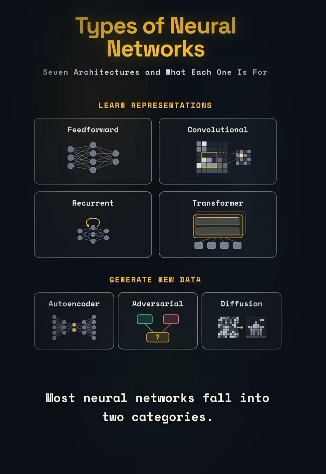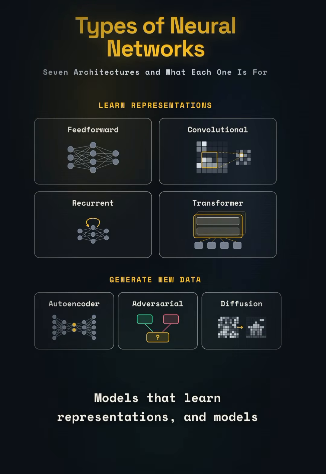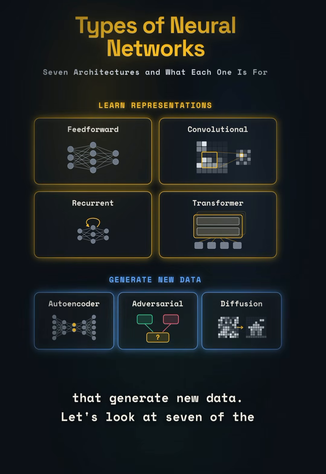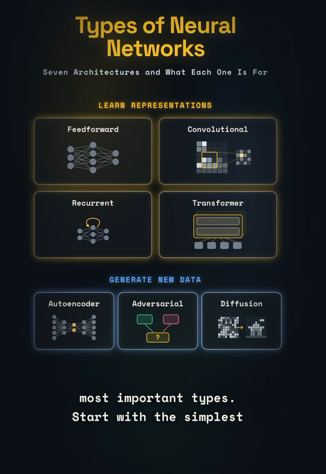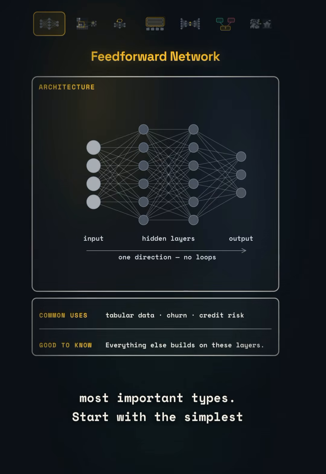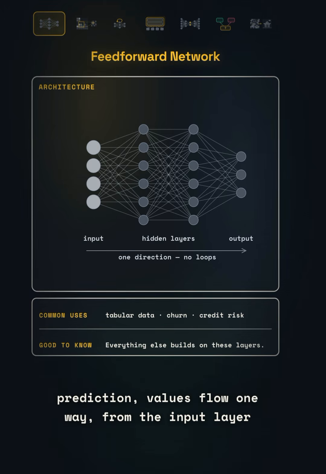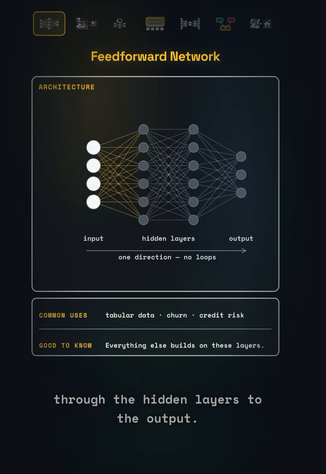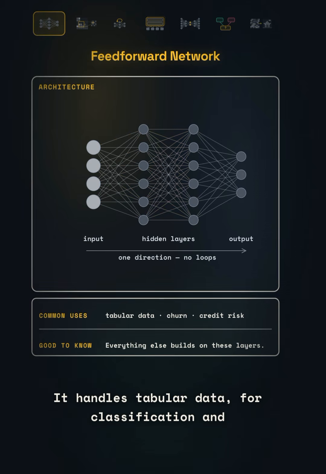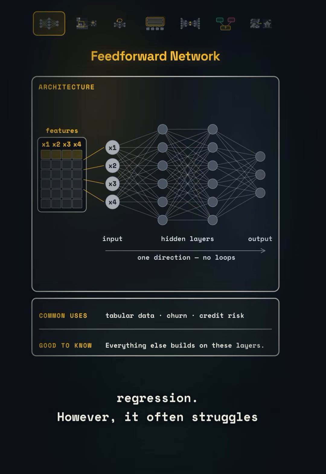Most neural networks fall into two categories: models that learn representations and models that generate new data. Let's look at 7 of the most important types. Start with the simplest design, the feedforward network. To make a prediction, values flow one way, from the input layer through the hidden layers to the output. It handles tabular data for classification and regression.